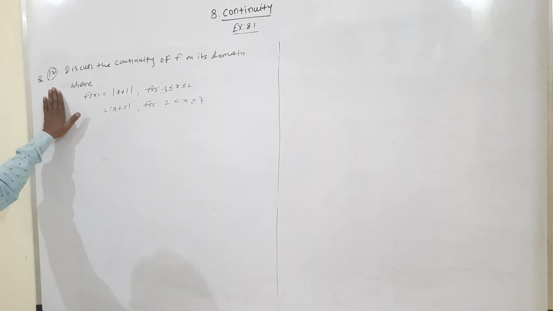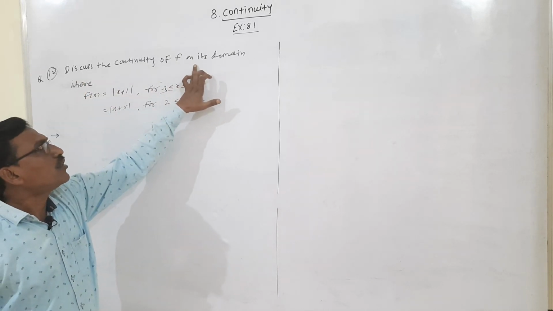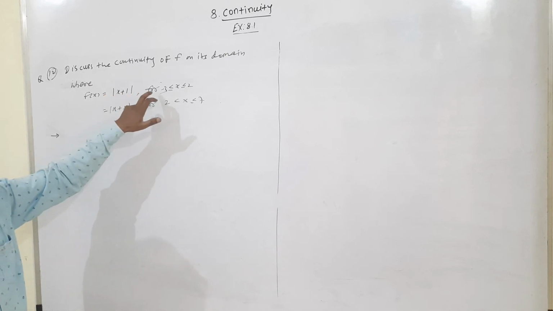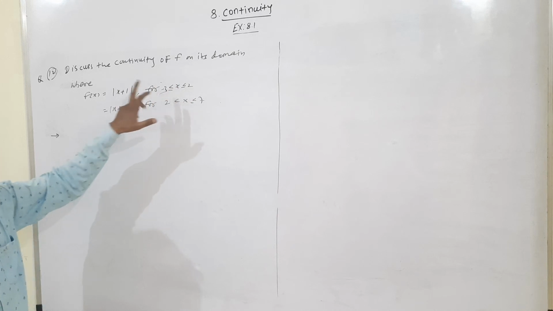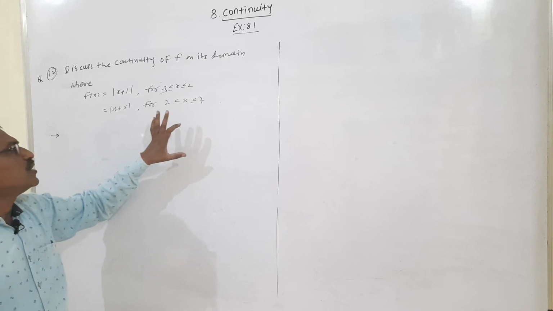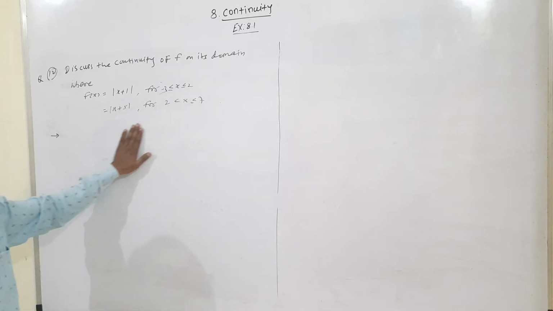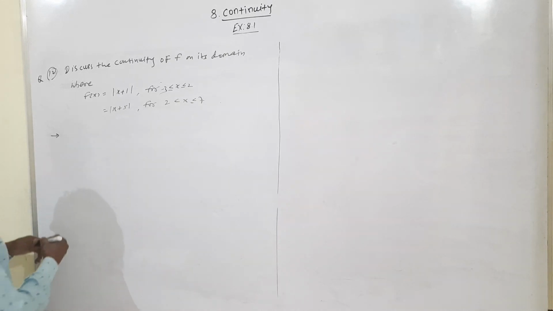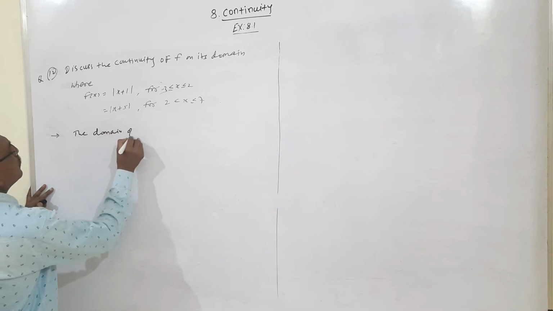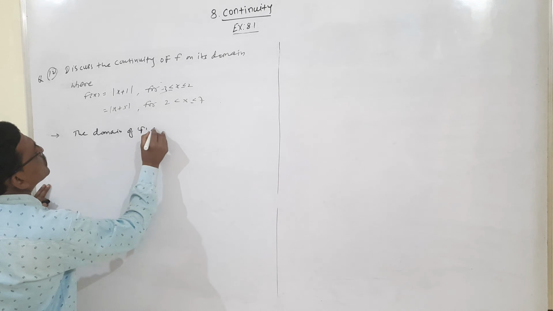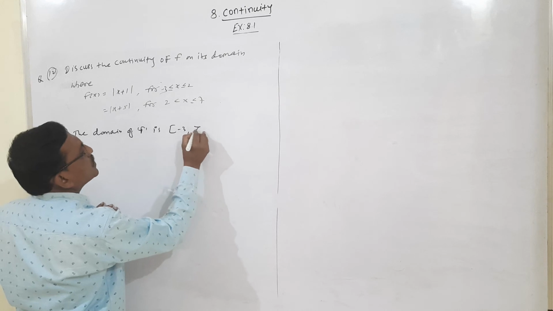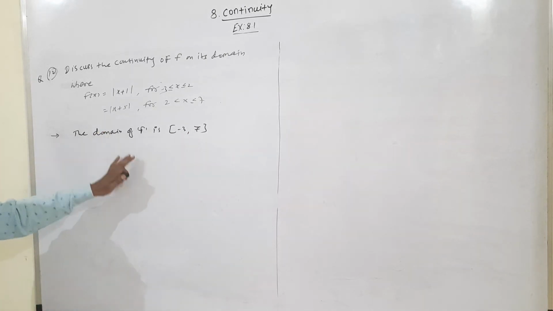Now the next question, number 12. Discuss the continuity of the function f on its domain, where the function is modulus x plus 1 for x less than or equal to 2 and greater than or equal to minus 3, and the second function is modulus x plus 5 for x less than or equal to 7 and greater than 2. Here the domain of function f is [-3, 7]. So this is the domain of the given function f.